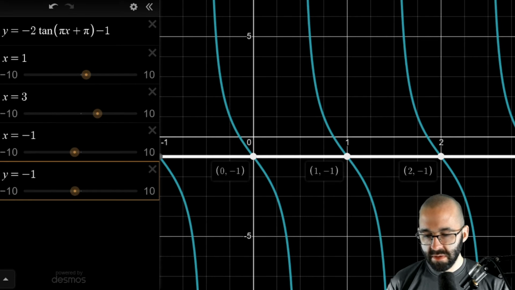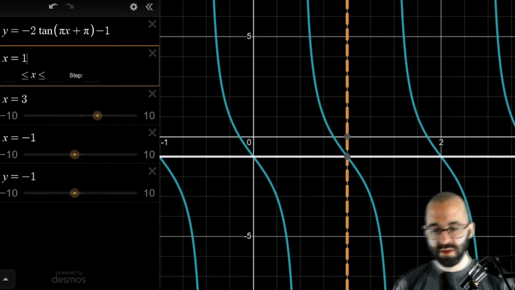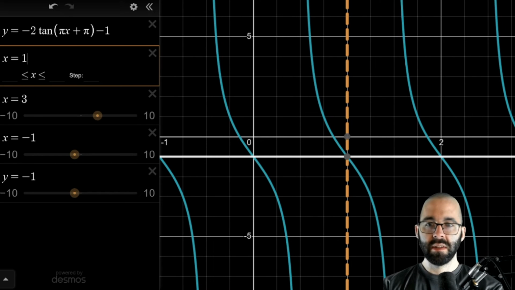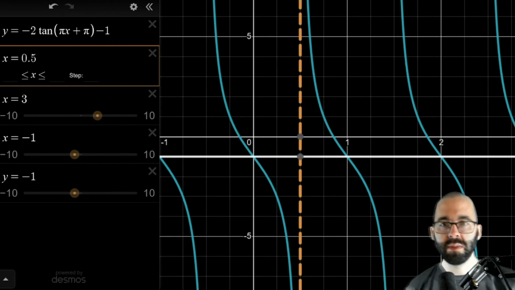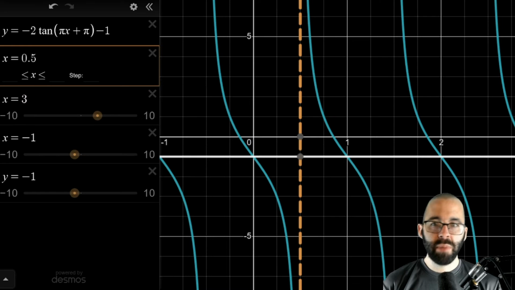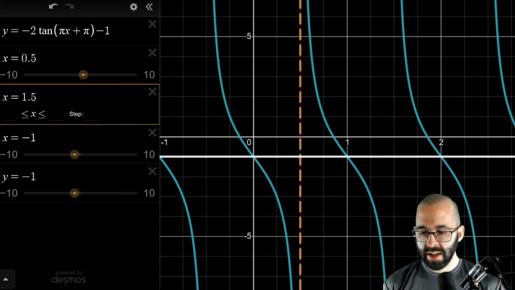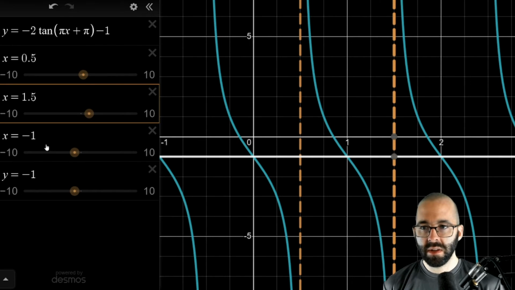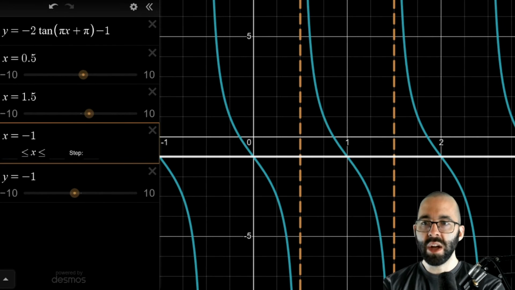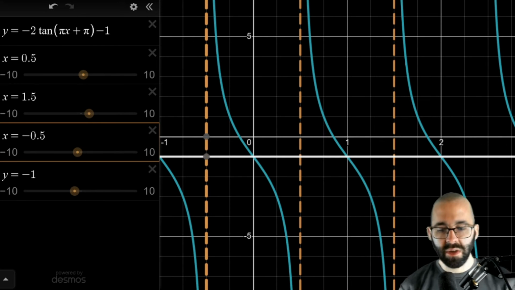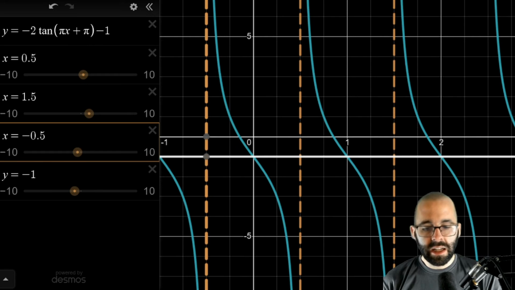So the asymptote is going to be halfway to where it repeats. It's going to be asymptotes right here at positive 1/2. And as soon as you know where one asymptote is, just add a period, add 1 to it. That's going to give you another asymptote. Or we could have subtracted 1 to it. That's going to give us another asymptote. Okay, we only need to graph 2 periods of this function.